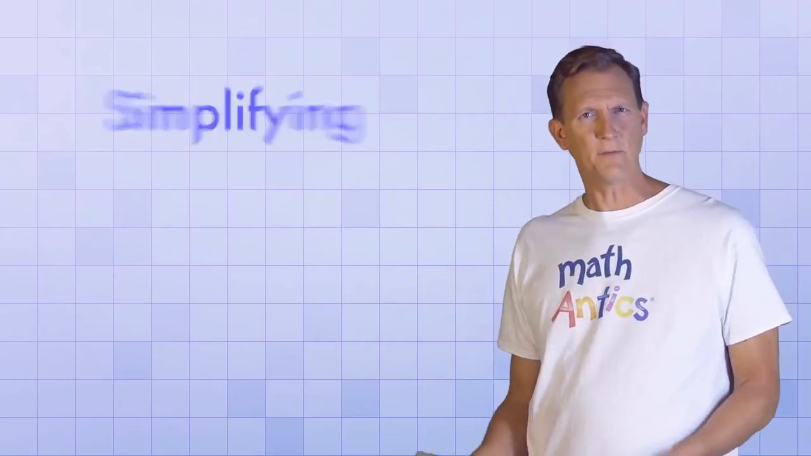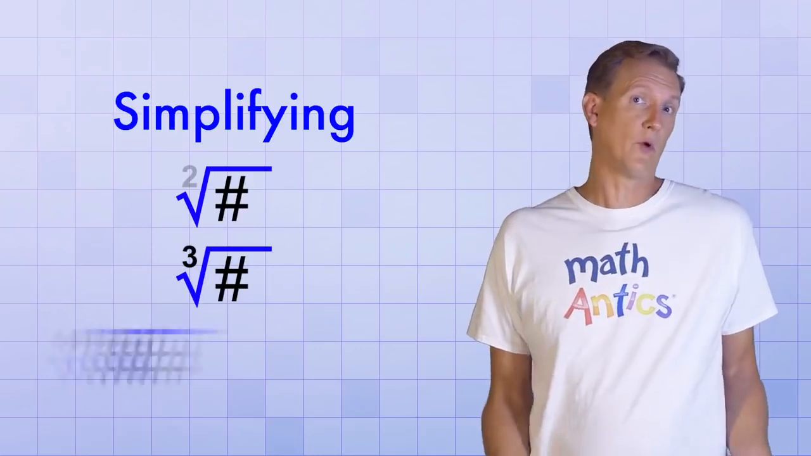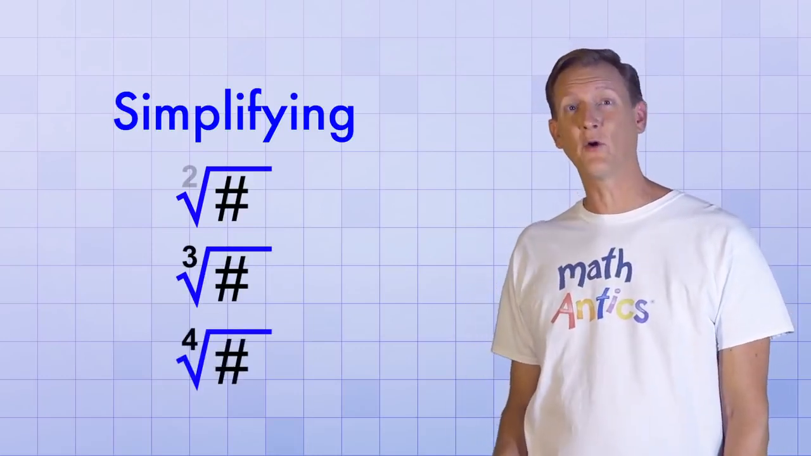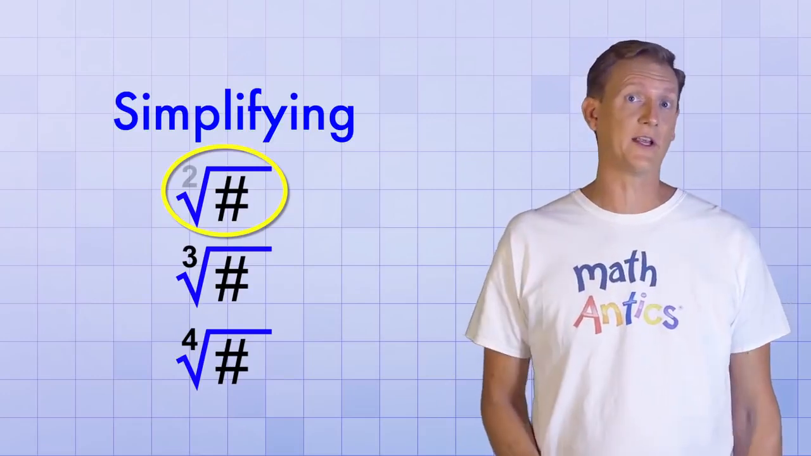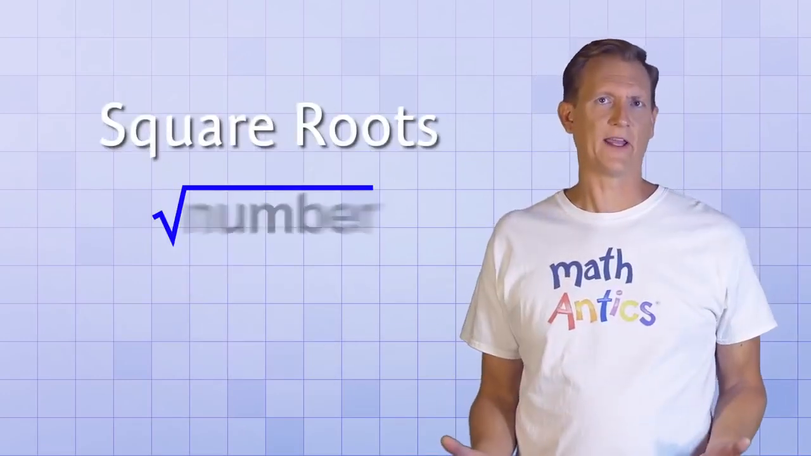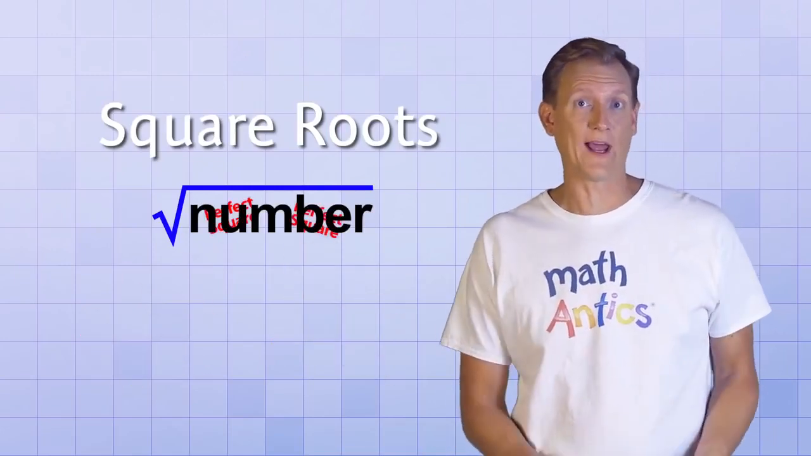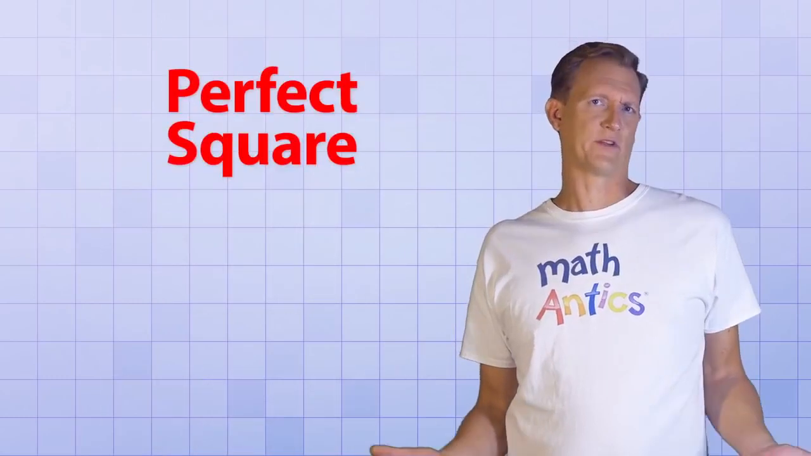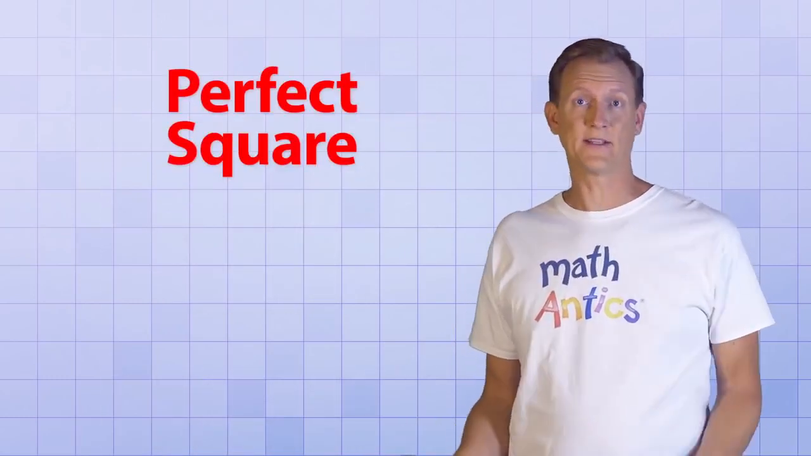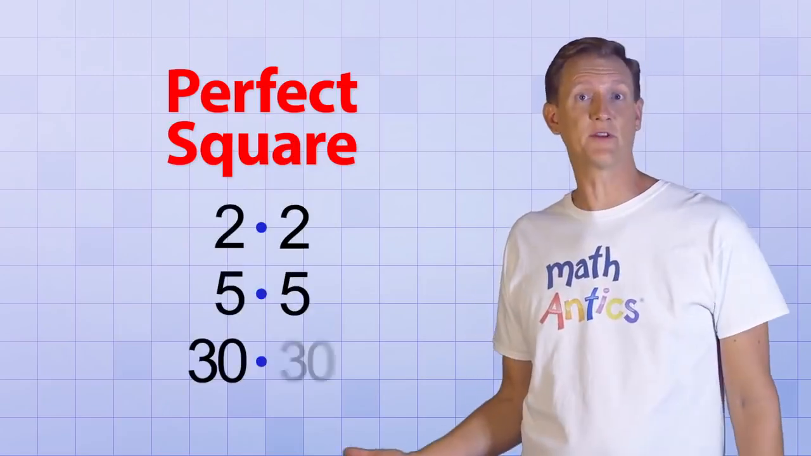This definition of simplifying would apply to any type of root: square roots, cube roots, fourth roots, and so on. But for the next couple examples, we'll just focus on square roots since they're the kind you'll encounter most often. In the case of square roots, to simplify, you'll need to find out if there's any perfect squares hiding in the number under the radical sign. You remember what a perfect square is, right? It's just what you get when you multiply a whole number by itself, like 2 times 2, or 5 times 5, or 30 times 30.